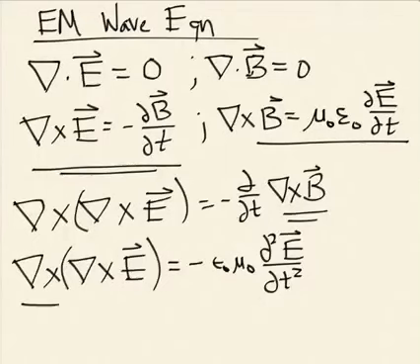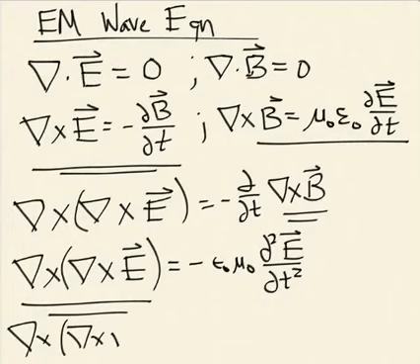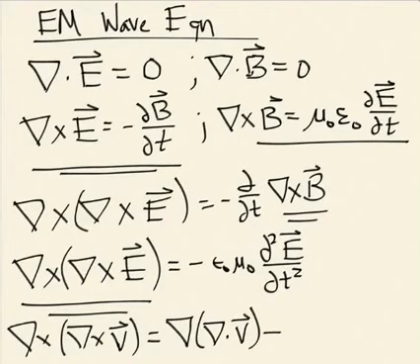I can use a vector identity here. This I will not prove to you here, but it turns out that if you take the curl twice of a vector, say some vector v, then you can rewrite this as the gradient of the divergence of that vector, minus what's called the Laplacian of the vector v. Let me write it on the next page. So I'll come back to this expression.